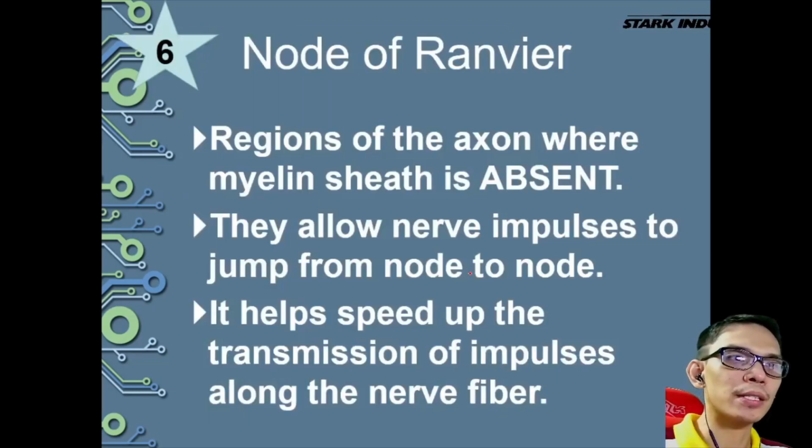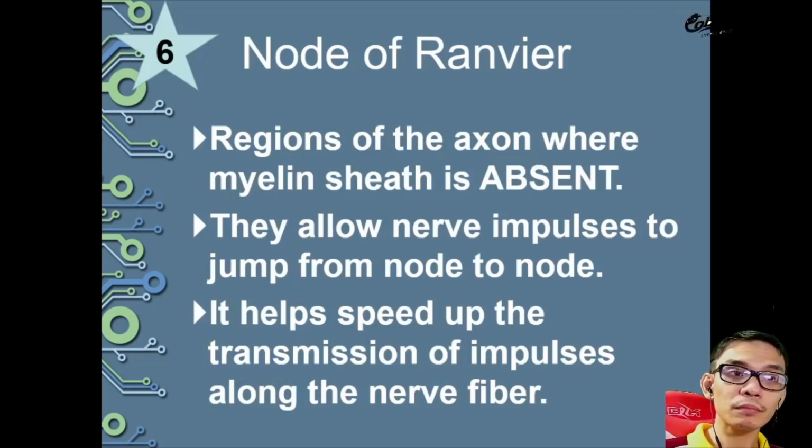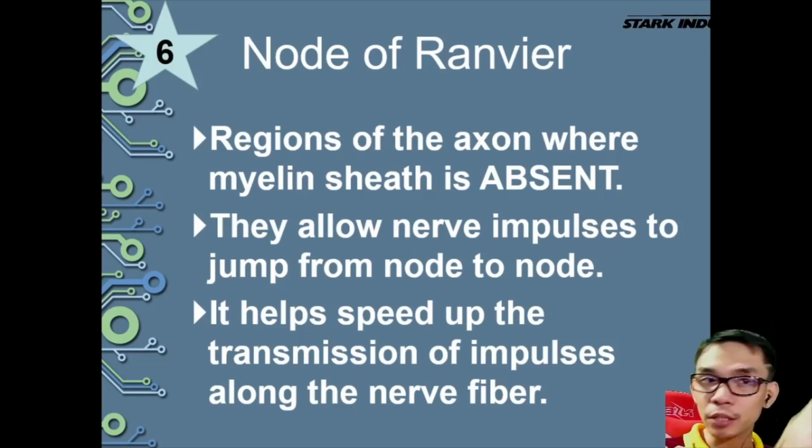Next, the sixth part that we have right here is the nodes of Ranvier. What are nodes of Ranvier? These are regions of the axons where myelin sheaths are absent, so they allow the nerve impulse to jump from one node to the other. What's the purpose of that? The purpose is faster nerve impulse transmission along the nerve fibers.